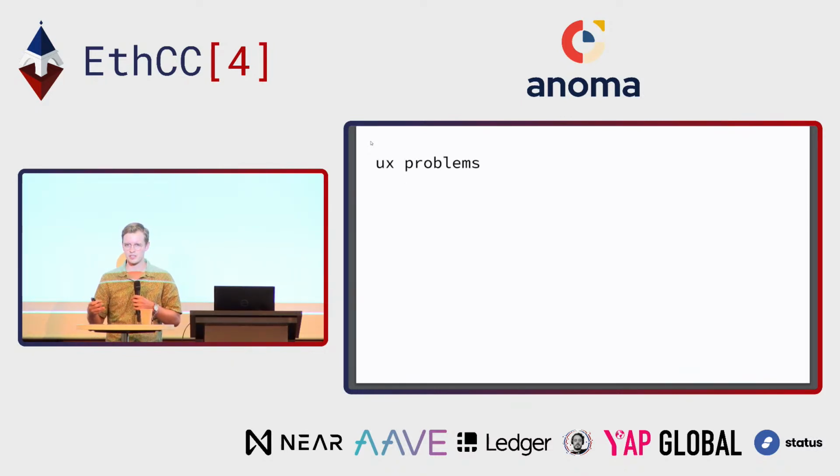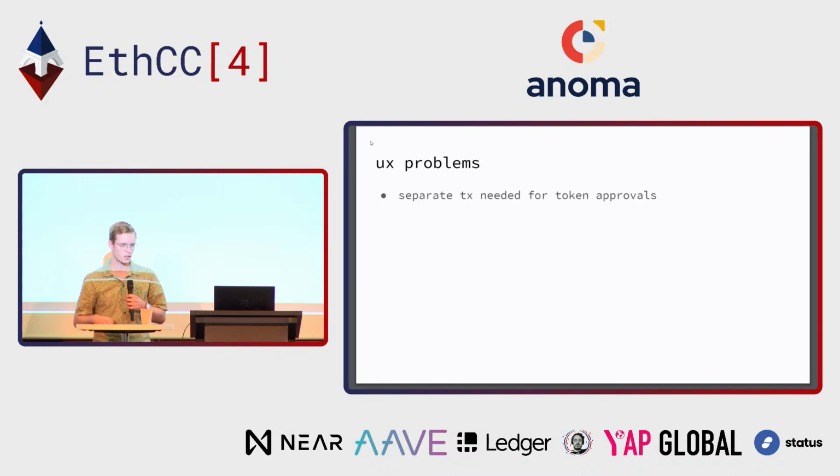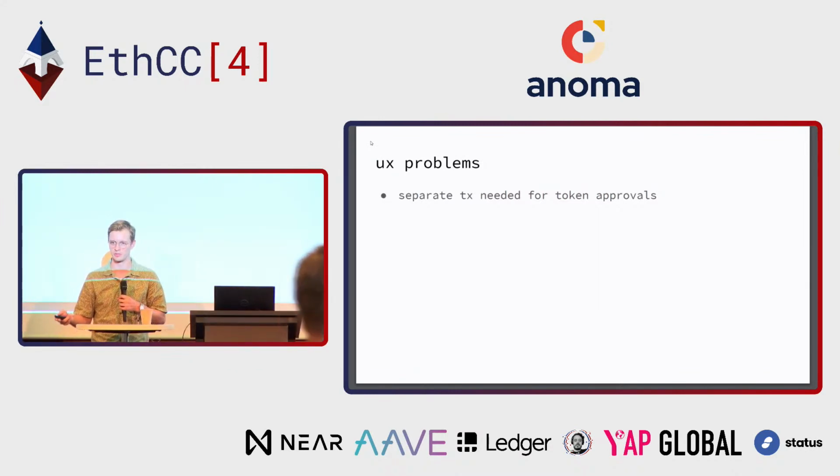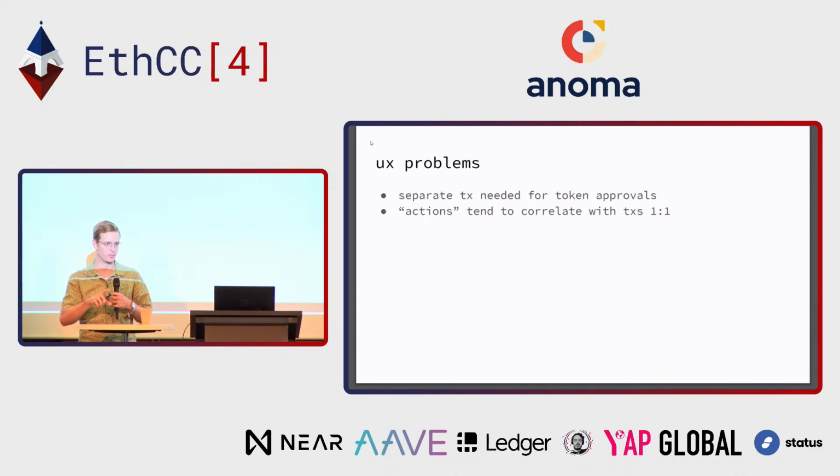There are a lot of UX problems that exist on Ethereum, and a few have specifically been part of the design of 3074, so I wanted to go through a couple of them. As you saw in the last presentation, and as anyone who's ever interacted with Ethereum knows, having to do separate transactions for token approvals is painful. Even for someone with a pleb degen score, it's still painful for me. So this is a big problem. More generally, actions tend to correlate one-to-one with transactions on Ethereum. This is partially due to the way we've designed contracts on Ethereum, but partially also just due to how the Ethereum virtual machine is designed.